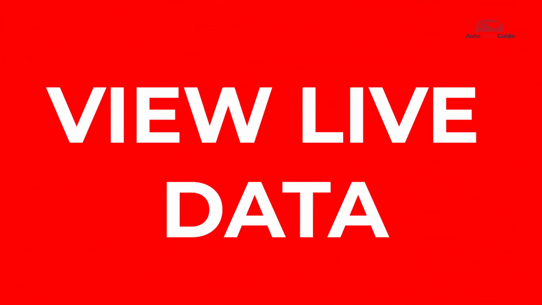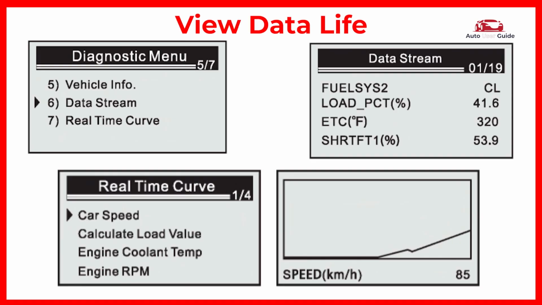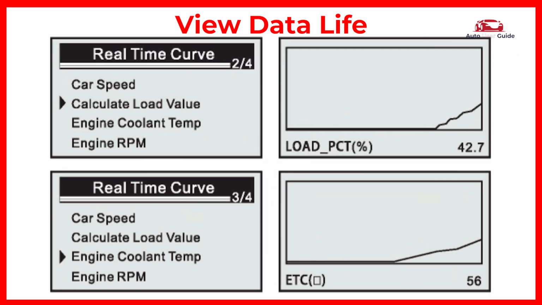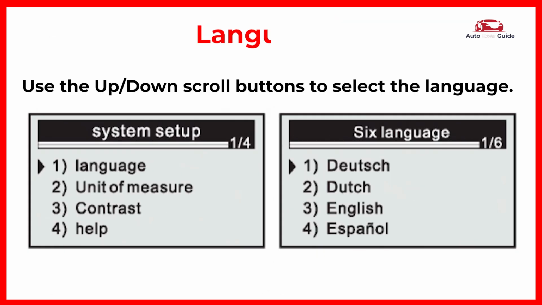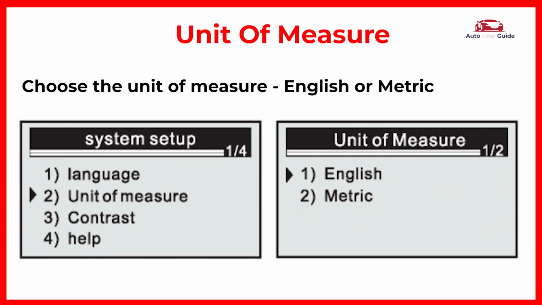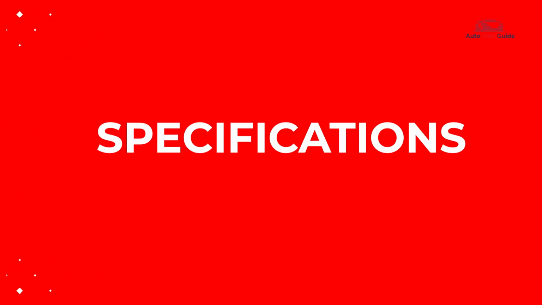View live data. Live data gives you real-time feedback on some of the functions of your car. These include fuel trim and operating temperature values. This is one of the most useful features of OBD2 scanners. Language. Use the up-down scroll buttons to select the language. Unit of measure. Choose the unit of measure. Specifications.